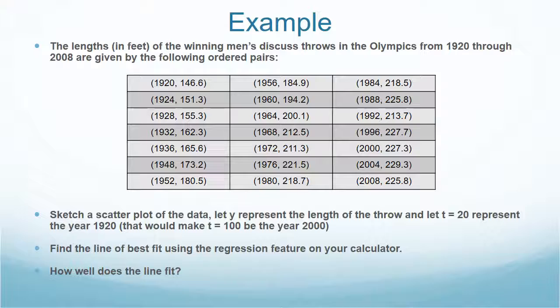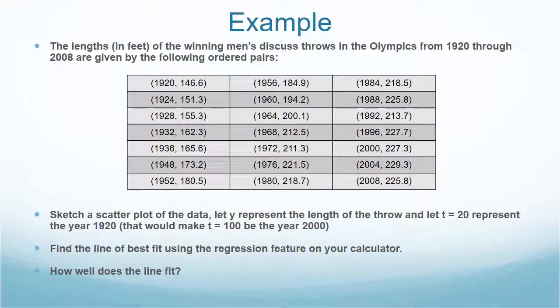So for this example, you have the lengths in feet of the winning men's discus throws in the Olympics from 1920 to 2008. You've got the year and you've got the length of the throw. You're going to sketch a scatter plot of the data. You're going to let Y be the length of the throw and T = 20 represent the year 1920. So in other words, instead of putting for your X values 1920, 1924, 1928, you're going to go 20, 24, 28, 32, etc. It just makes it a little bit easier. When you get to 2000, 2000 will be represented by the number 100, 2004 would be 104, and 2008 would be 108. So the years are going to be your X values and the lengths will be your Y.